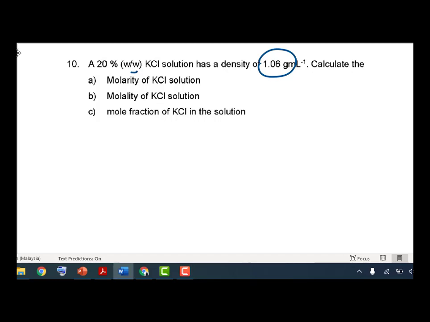Let us look at question number 10. You are given 20% weight per weight of KCl solution. So what does that mean? It means we have 20 gram of KCl, the solute, in 100 gram of solution.